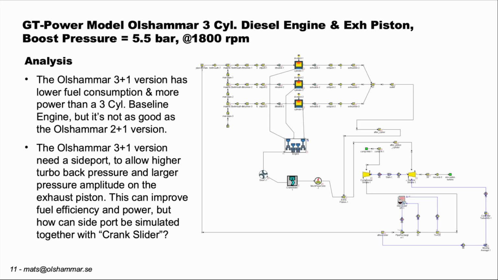But the question is, how can we simulate a side port with this crank slider setup? I'm not sure how that can be done. So if you have any idea, please import the model files and adjust them to add a side port and see if you can improve these results.